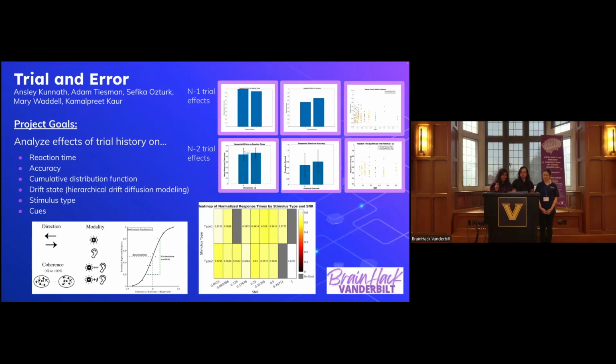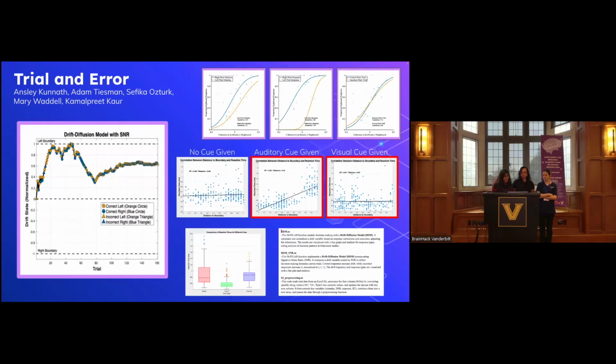So Adam, me, and Sefika wrote up some of the pre-processing scripts that we use to generalize these functions across a couple different data sets. And then Kamalpreet was also helpful in creating this heat map over here, showing response times by stimulus type, as well as coherence level. And then we kept going and making even more complicated figures here.